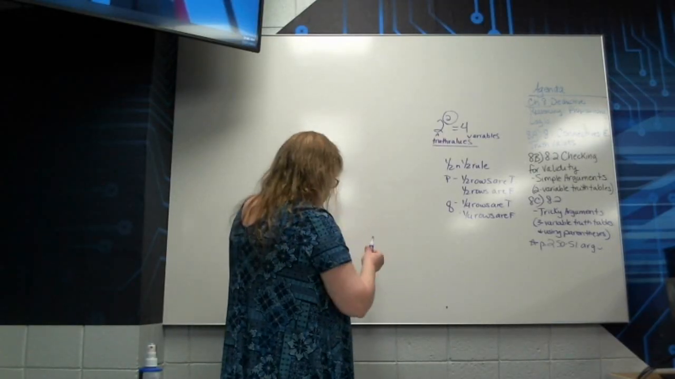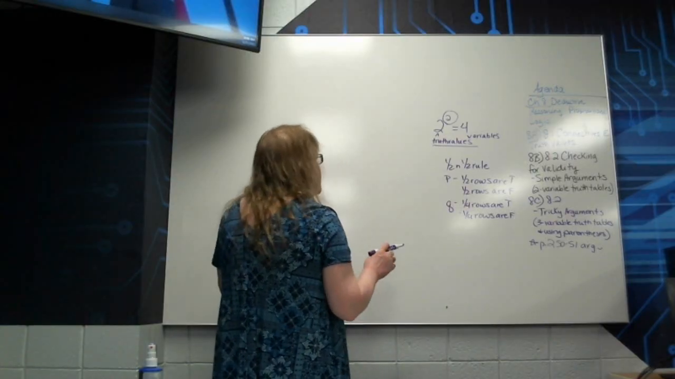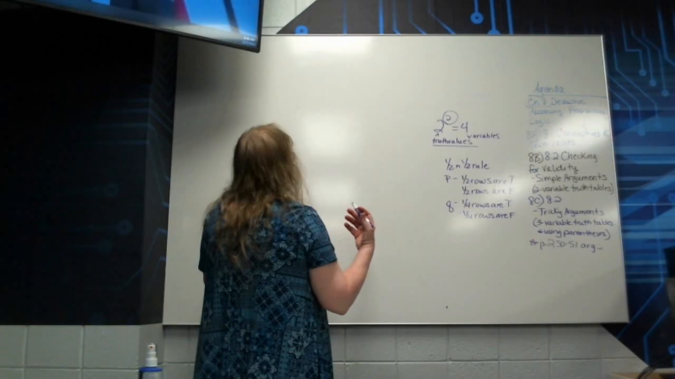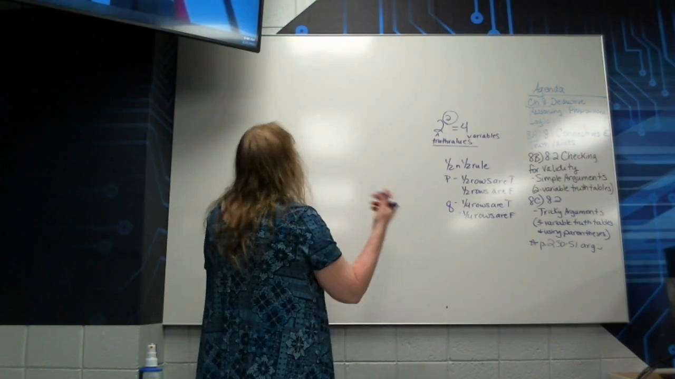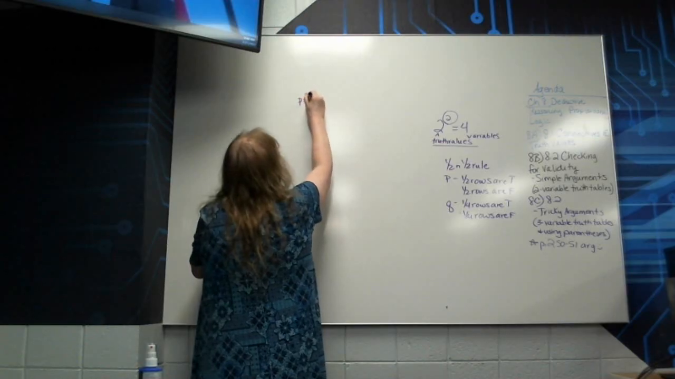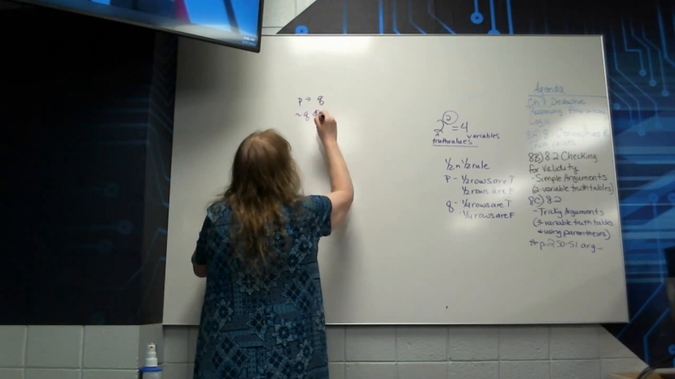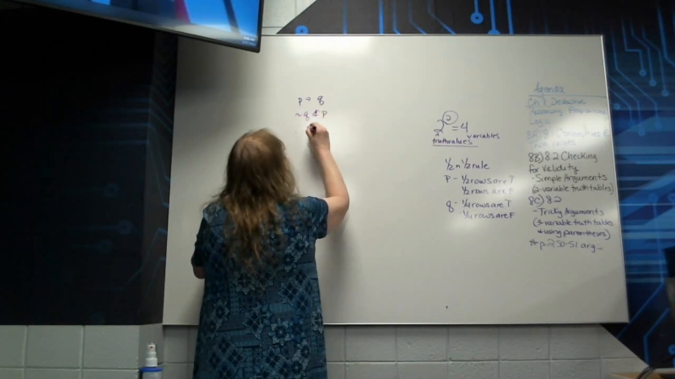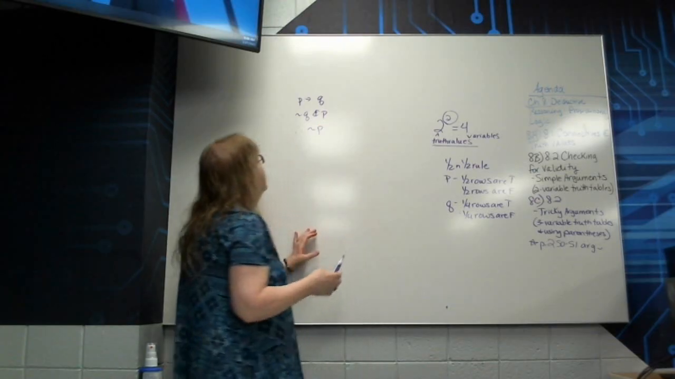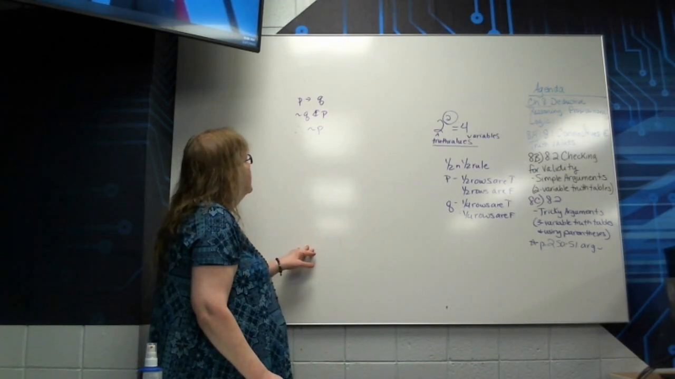So my first argument, I want to do something that has a couple of different phrases in it. So I'm going to do: if P, then Q; not Q, and P; therefore, not P. This is a little bit different.